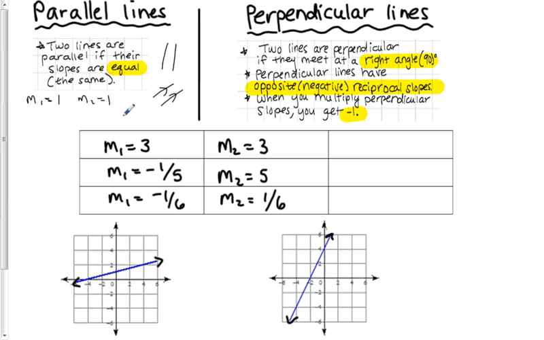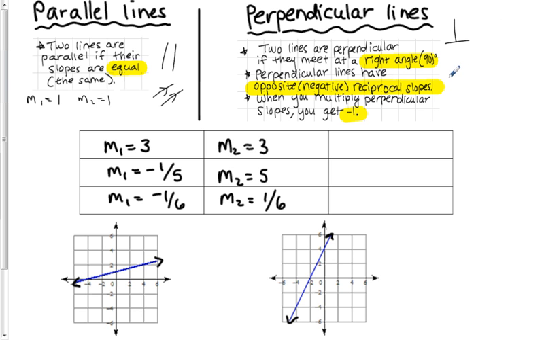Two lines are perpendicular if they meet at a right angle. Remember, the symbol for perpendicular is an upside down T. Perpendicular lines have opposite negative reciprocal slopes. When you multiply perpendicular slopes, you get -1.